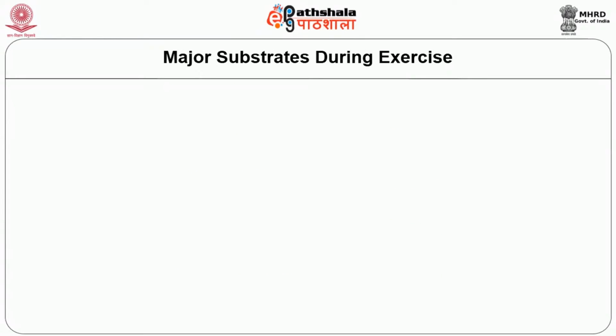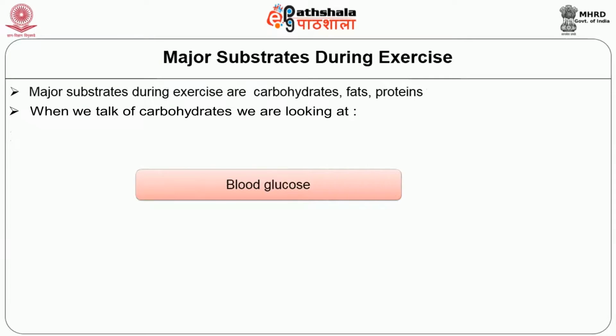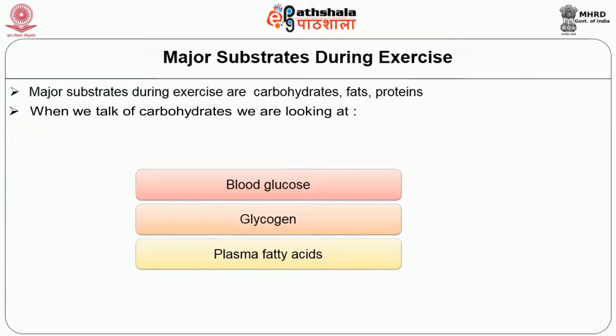The major substrates which are used during exercise, as I mentioned earlier, are carbohydrates, fats and not preferably proteins. When we talk of carbohydrates, we are looking at blood glucose and glycogen, essentially coming from liver and muscle, and the plasma fatty acids and the intramuscular triglycerides, essentially coming from muscles and the blood stream.